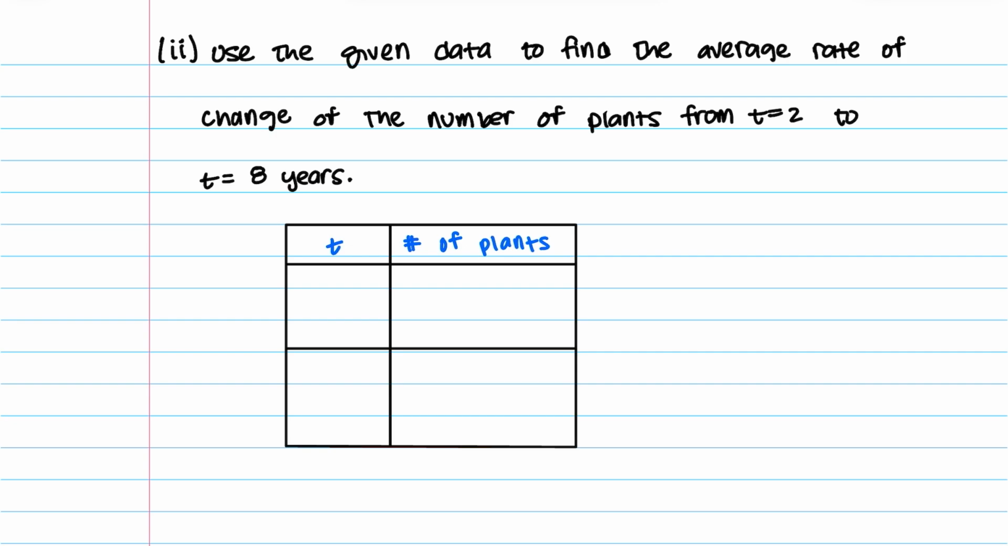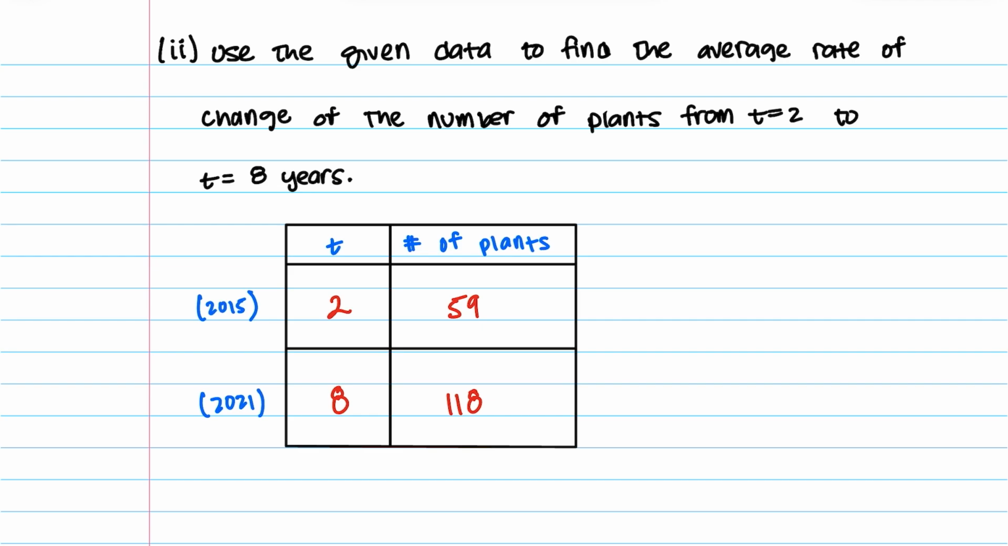So under the t column, we'll start with a value of 2 for t, which represents the year 2015. And we know that in the year 2015, there were 59 plants. Now, in our second entry, we'll input a value of 8 under the t column, and we know that this represents the year 2021, where we had 118 plants.